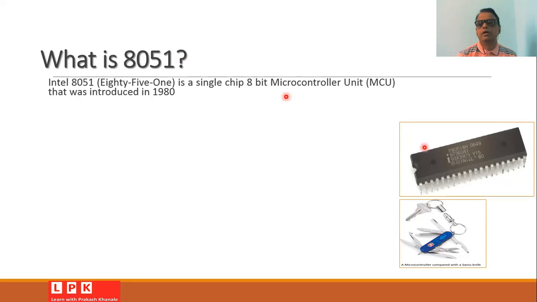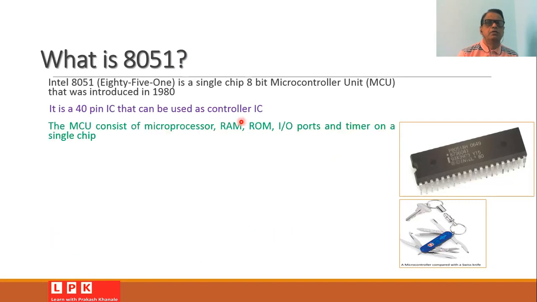This is a photo of such an 8051 microcontroller unit. One can easily observe that this is a 40-pin IC, and it can be used as a controller IC. This microcontroller unit, many times we call it an MCU, consists of the microprocessor, the required RAM, the read-only memory ROM, the input-output ports, and the timer on the single chip.